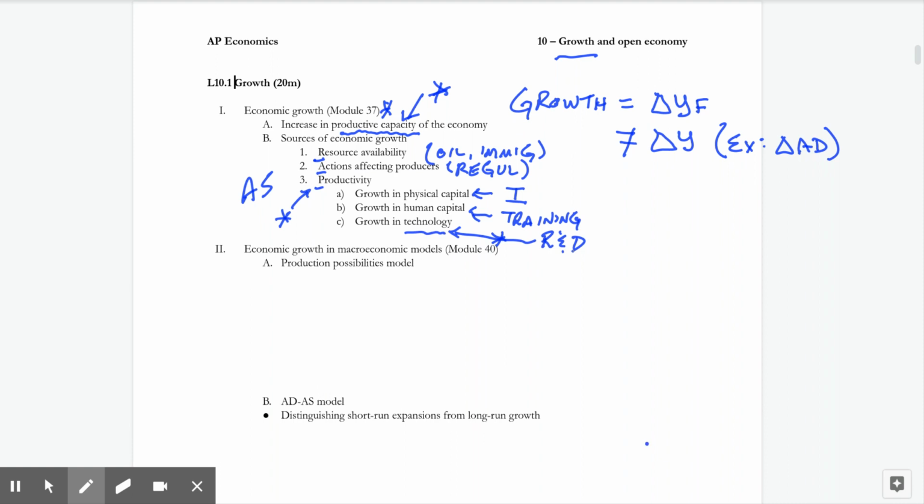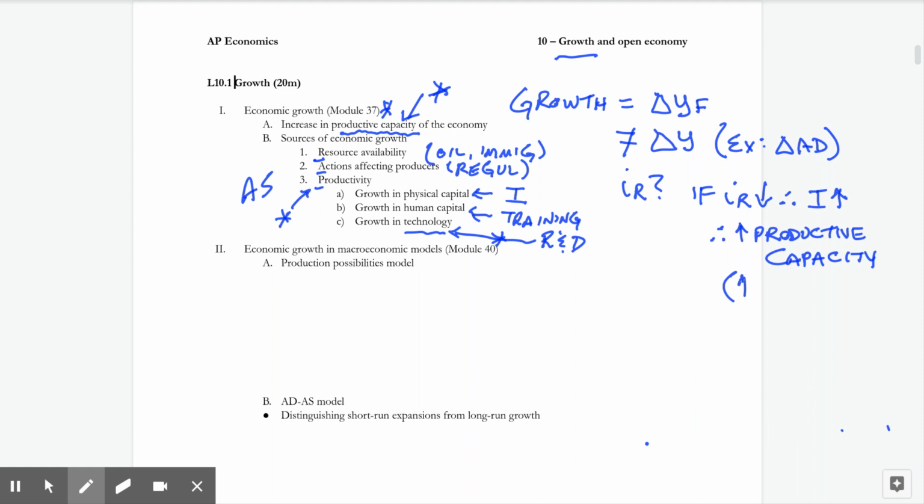Now, the most common question that you're going to get asked is going to say, what's the impact of the real interest rate on economic growth? And a typical answer works like this. If the real interest rate goes down, we would say, therefore, investment spending will rise. Therefore, there's an increase in productive capacity. And if we have more productive capacity, that's literally saying we have more economic growth.